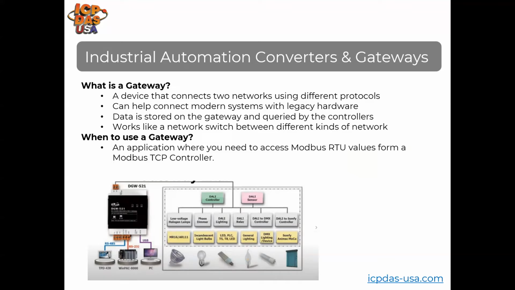So for example, you can control Modbus equipment through an Ethernet-based PLC with our GW7472 Ethernet IP to Modbus gateway. In this picture here, the lighting control gateway, the DGW521, allows for controlling DALI-based lighting equipment through Modbus TCP.